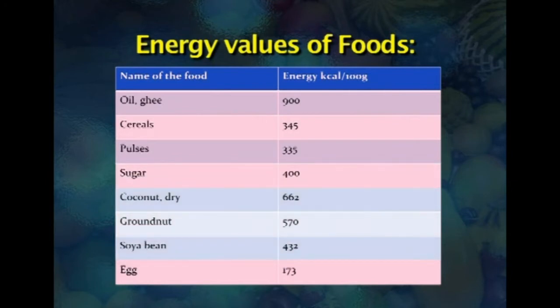Dry coconut, groundnuts, all nuts and oil seeds will give in the range of 550 to 650 calories. Eggs, 100 grams will give you 173 calories. One egg is roughly 50 grams, so this value is for 2 eggs that get consumed.